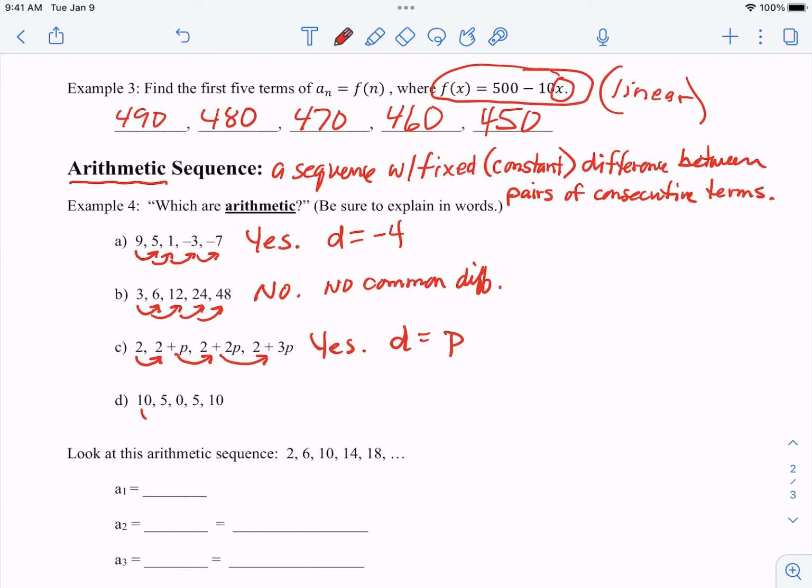And D, if you look at 10 to 5, that's going down 5, 5 to 0, down 5. This looks arithmetic until we get to here, and all of a sudden it changes to add 5 and add 5. So that's actually not, you have to have exactly the same common difference. So this one would be no, because there is no common difference. It changes from -5 to +5.